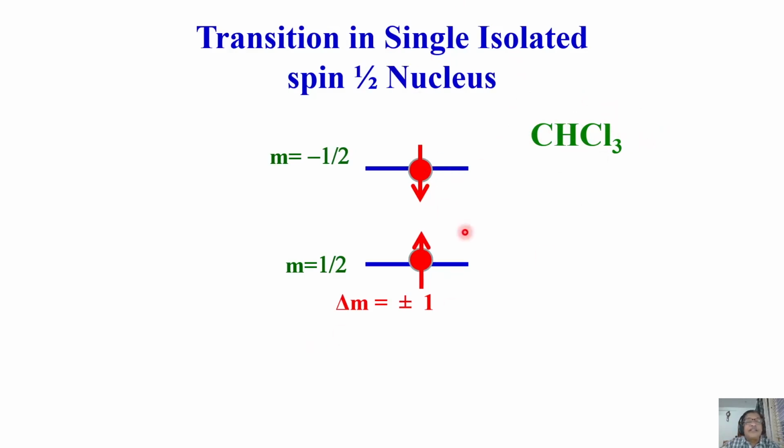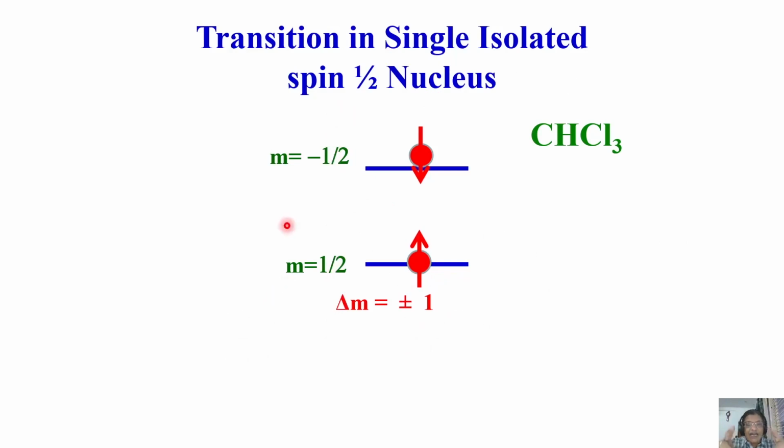What are the possible energy states for this? There are 2 orientations of the magnetic moment, plus half and minus half. This is an allowed transition, as we discussed in the selection rule. So this spin can go from alpha to beta and beta to alpha. This transition is allowed because the change from minus half to plus half is always plus or minus 1.